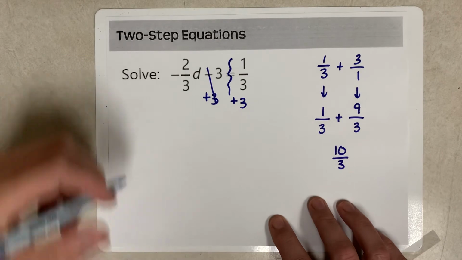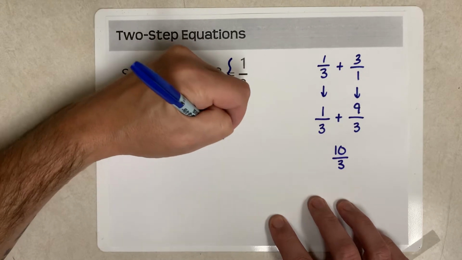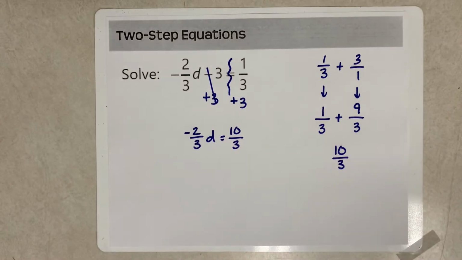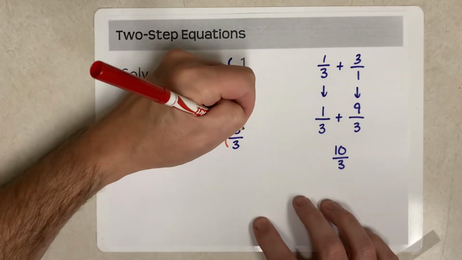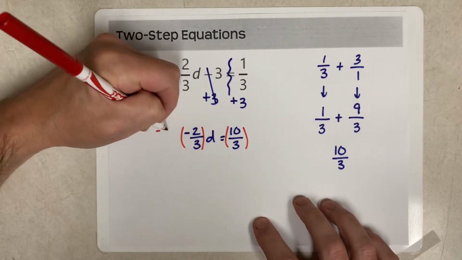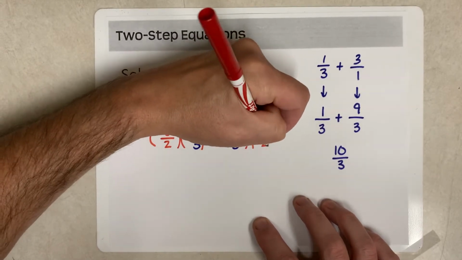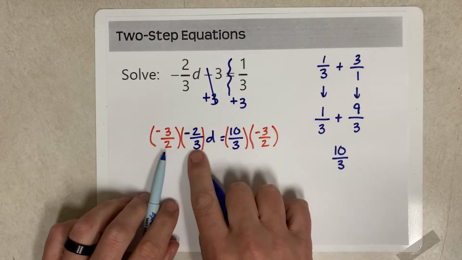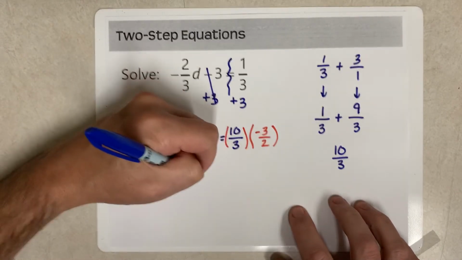Okay, so now we're back over here. Bring down my negative 2/3 d equals, and now I figured out what this is, 10/3. All right, hopefully the next step is not going to be as hard. How do I get rid of the negative 2/3 in front of the d? Well, we've already done this. We're going to multiply by the reciprocal, negative 3/2. So here we go. We have now created multiplicative inverses. They always cancel and make 1. That's a property. D comes down by itself now.